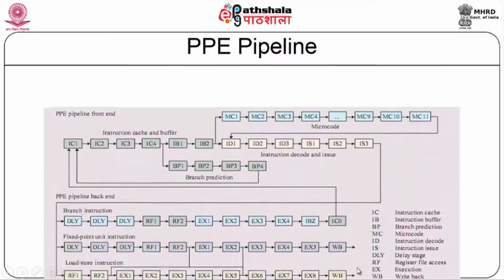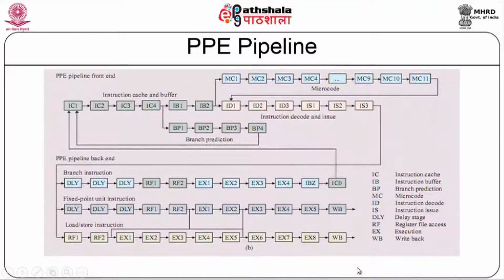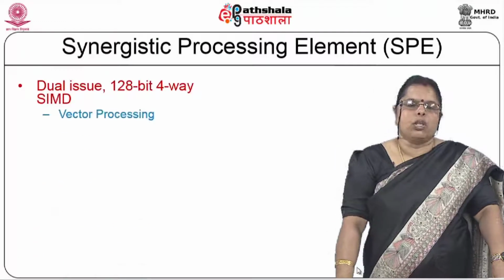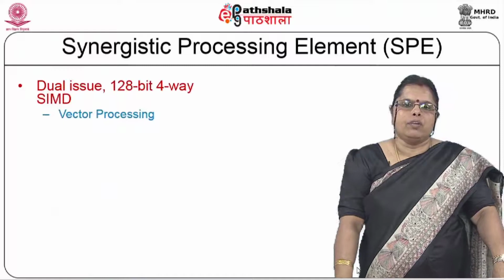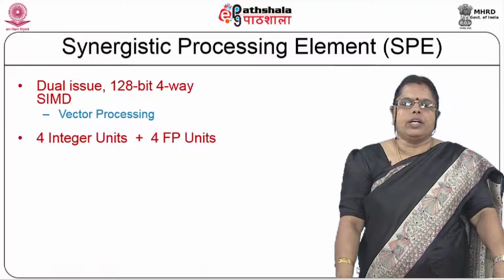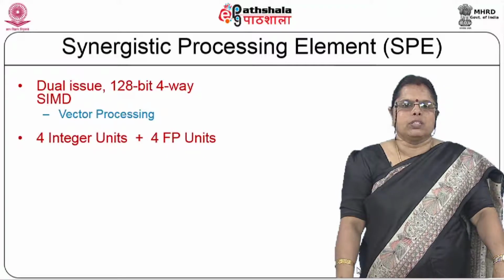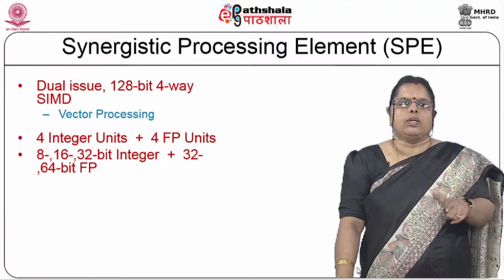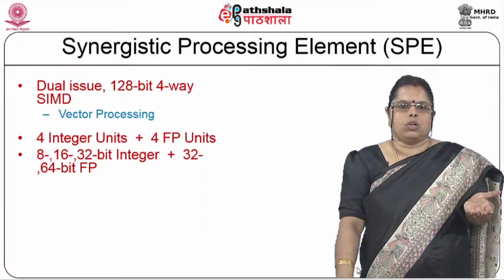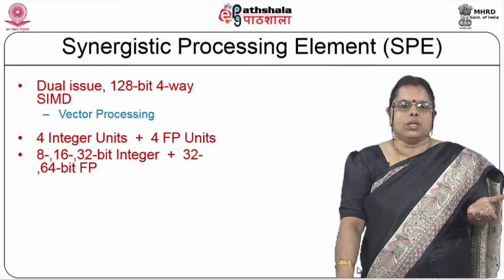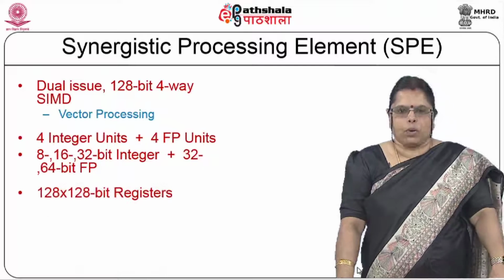If you look at the PPE pipeline, this gives you a view of the power processing unit pipeline. If you look at the synergistic processing elements, that again is dual issue, 128-bit 4-way SIMD. So, that supports vector processing. There are 4 integer units and 4 floating point units. You can do 8-bit, 16-bit or 32-bit operations if it is an integer operation, and if it is a floating point operation you can do 32-bit as well as 64-bit floating point operations.